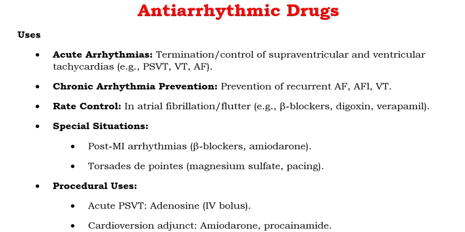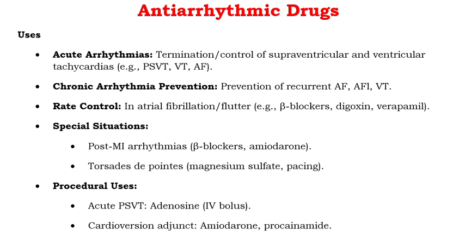Acute, chronic prevention, rate control. Anything else? Any special cases? Yeah, a few important ones. Like after a heart attack, post-MI, patients are at higher risk then. Beta blockers and amiodarone are pretty key in that situation. And then there's torsades de pointes, that specific kind of twisting pattern VT. The go-to there is often magnesium sulfate, maybe pacing too. Interesting. Different approaches even within arrhythmias.